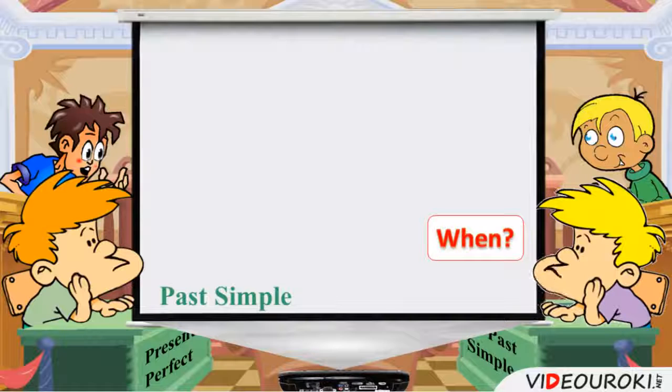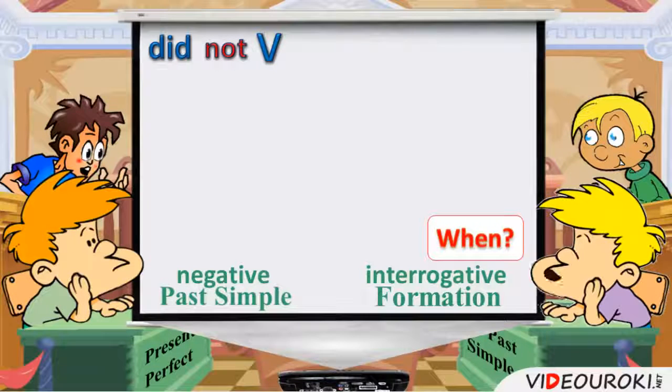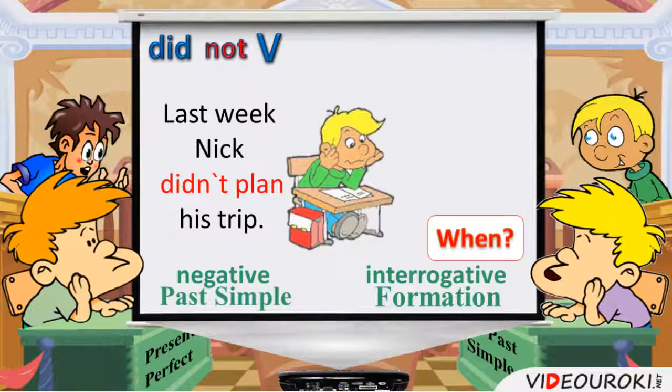And to build negative and interrogative sentences in the past simple tense, we have to use the auxiliary verb did. Look. Last week, Nick didn't plan his trip.